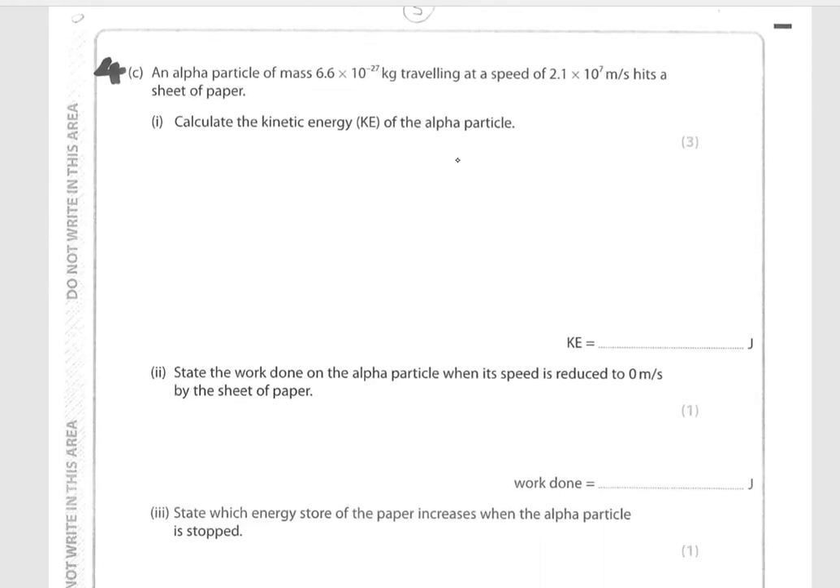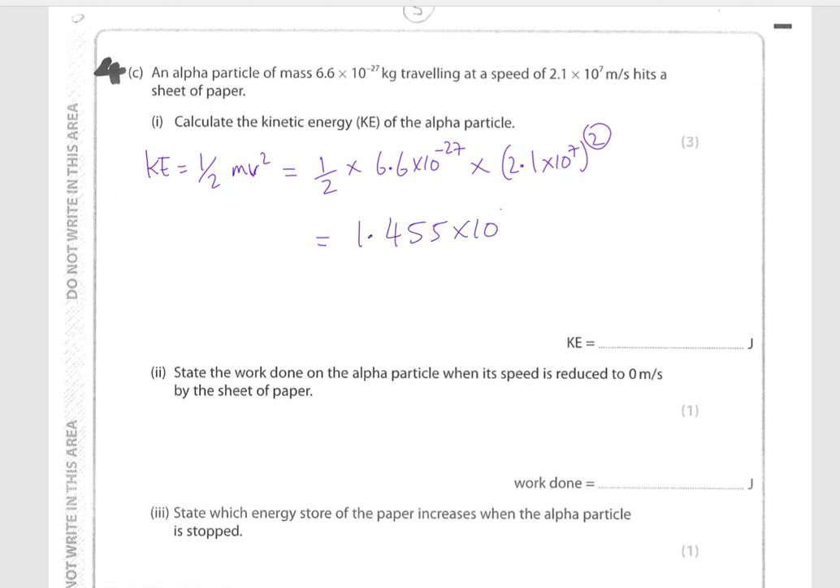Okay, let's go down. Kinetic energy. We need to remember the equation, so half mv squared. This equation is not given to us. So half times mass, we know the mass is 6.6 times 10 to the power minus 28, times speed squared. So we need to square the speed, and this will give us 1.55 times 10 to the power 12 joules. So that's the answer there.